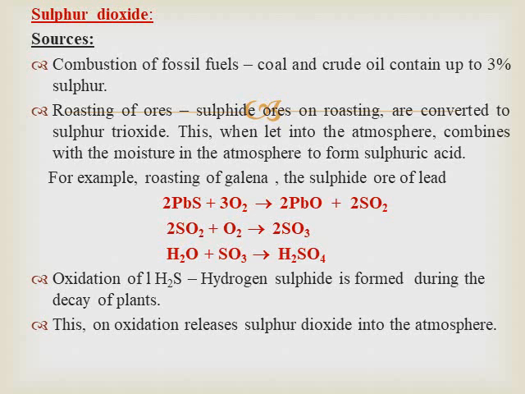Now, oxidation of H2S, hydrogen sulfide. Hydrogen sulfide is one of the products obtained when a plant undergoes decay. This hydrogen sulfide gas reacts with the oxygen gas in the atmosphere and releases sulfur dioxide. So that is also one of the sources of sulfur dioxide. The hydrogen sulfide is released in the decay of animal or vegetable matter, especially vegetable matter, and reacts with 3 moles of atmospheric oxygen, releasing 2 moles of sulfur dioxide and forming 2 moles of water. So this is also another source of sulfur dioxide.